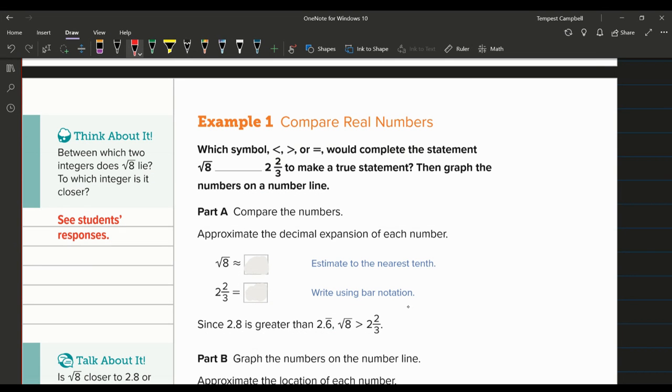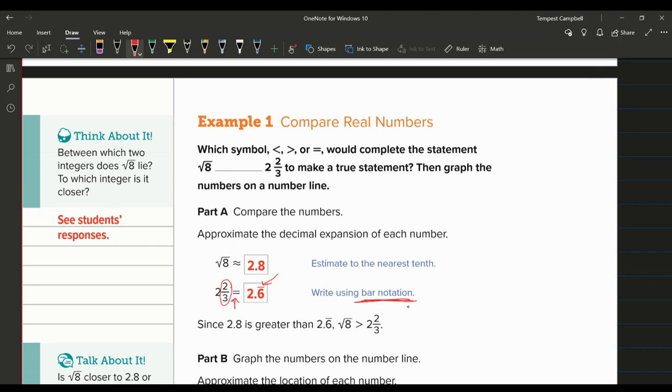So we're going to use which symbol, less than, greater than, or equal to, would complete the statement square root 8 blank 2 and 2/3 to make a true statement. Then graph the numbers on a number line. So first we're going to find our decimal equivalents. So when we plug in the square root of 8 into our calculator, we should get about 2.8. For the next one, we're going to get about 2 and then when we plug in 2/3 into our calculator, we should get about 0.6, and it looks like it's repeating. So we can use bar notation to show that 6 is repeating.